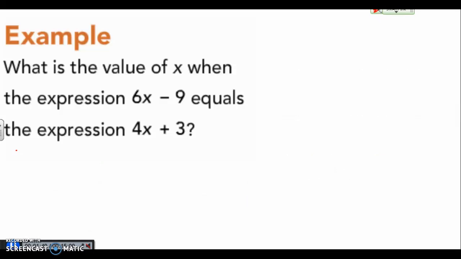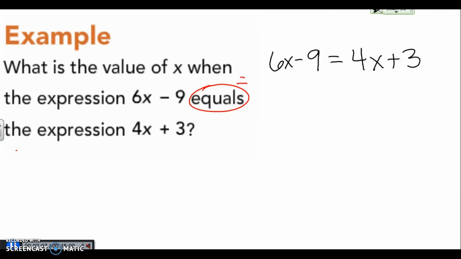All right, let's look at our next example. What is the value of x when the expression 6x minus 9 equals the expression 4x plus 3? The first thing we have to do is write an equation from this problem. We know that the word equals means equal. So we are going to rewrite our equation as 6x minus 9 equals 4x plus 3.